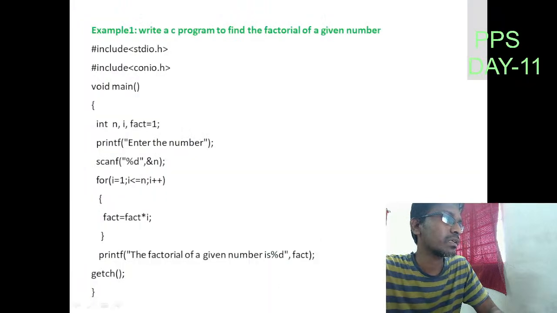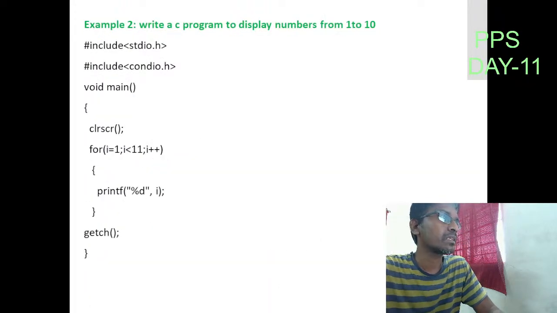Now let us see another program. Write a C program to display numbers from 1 to 10. I want to display the numbers from 1 to 10, so I will use a loop control statement, that is a for loop: for i equal to 1, i less than 11, and i plus plus. I want to print numbers from 1 to 10. I don't want to print the 11th number. So that's why here I am writing i less than 11.